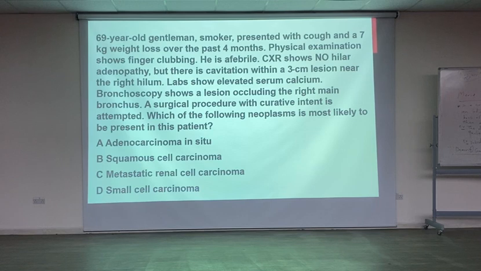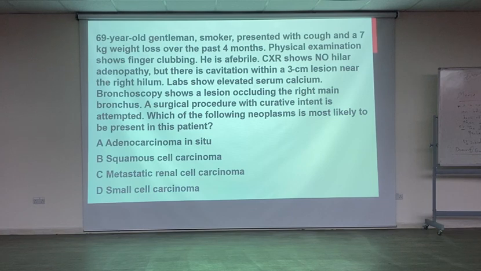Okay, let's read the case. We have a 69 years old gentleman smoker presented with cough, 7 kilogram weight loss over the past 4 months. Physical exam shows finger clubbing. He is febrile. The chest X-ray shows no hilar adenopathy, but there is cavitation with a 3 centimeter lesion near the right hilum. Labs show elevated serum calcium. Bronchoscopy shows lesion occluding the right main bronchus. A surgical procedure with a curative intent is attempted. Which of the following neoplasms is most likely to be present in this patient?